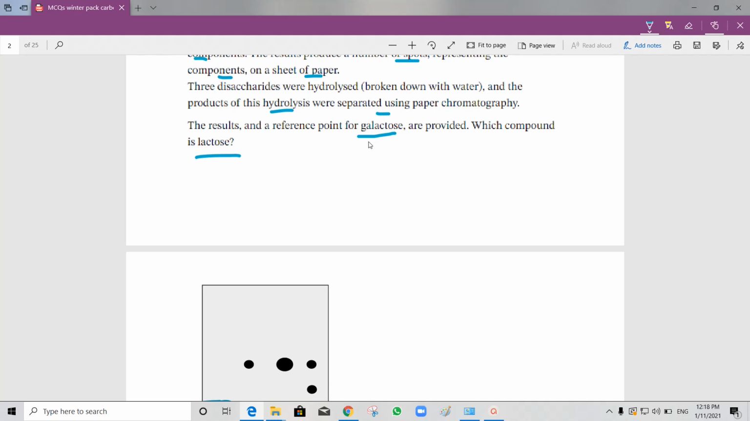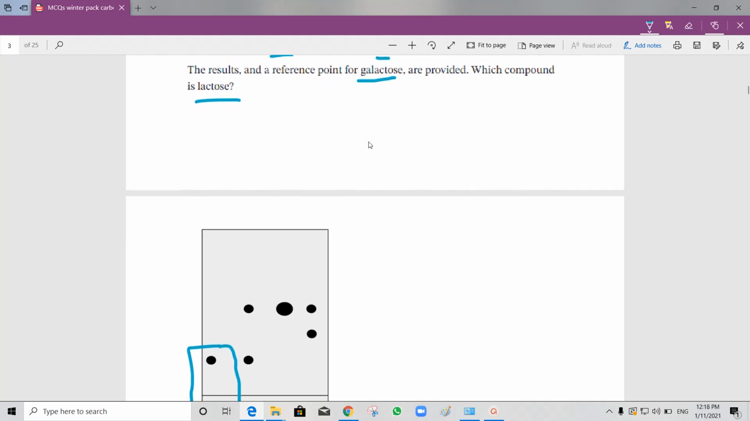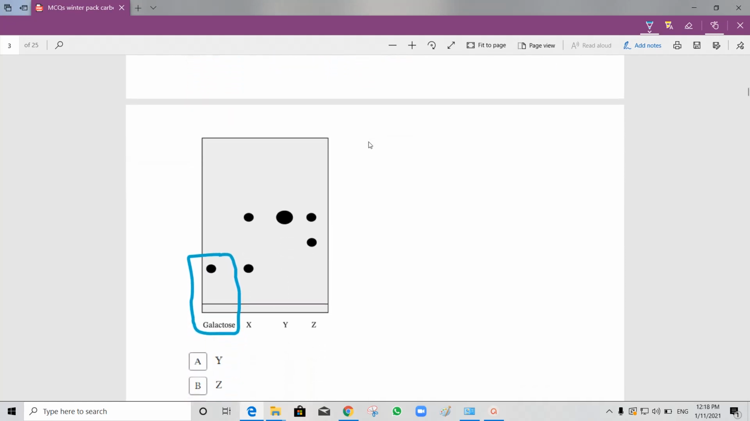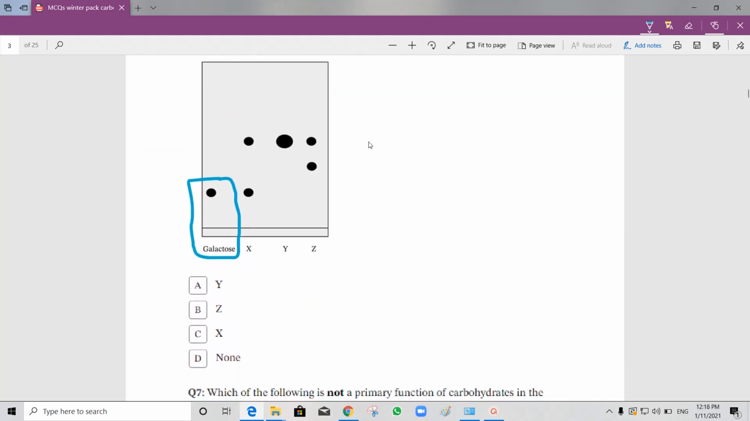Okay, so let's see. We will choose A, which represents Y, or B, which represents Z, or C, which represents X, or D, which represents none. So what will be the correct answer for question 6? Yes, the correct answer will be letter C, which is X.